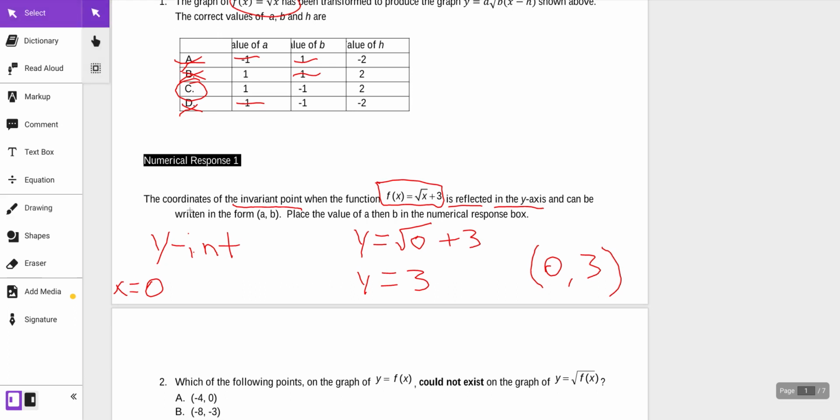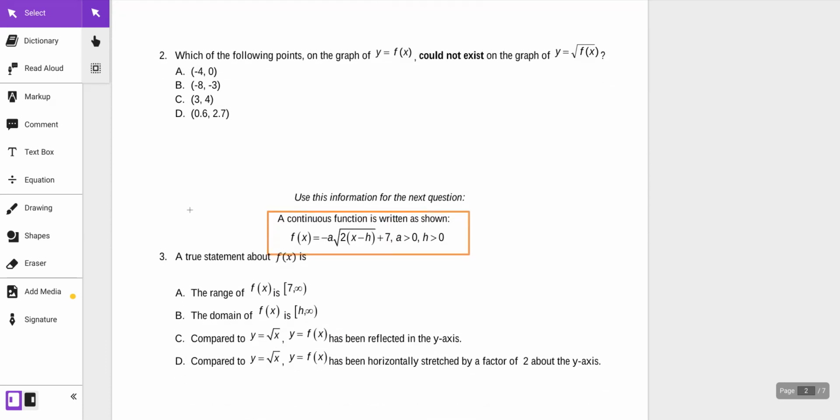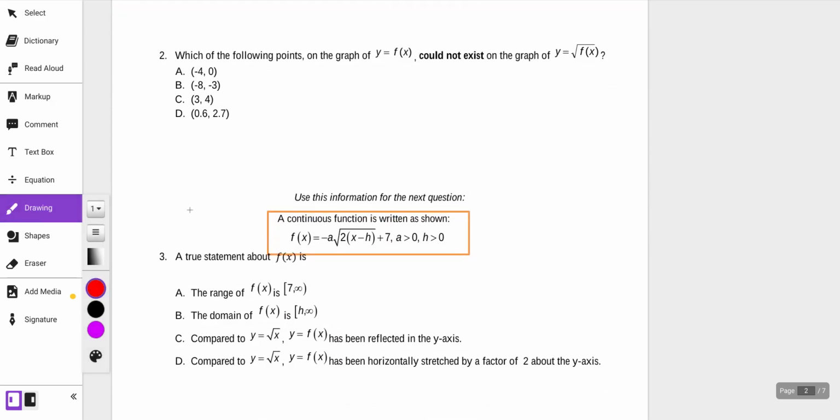Awesome. That first page, you guys pretty much crushed. The second page was a little bit more challenging. Looking at this, which of the following points on the graph y equals f of x could not exist on the graph y equals root f of x? The difference here is they had f of x, and it became root f of x. You're looking for what would not exist.